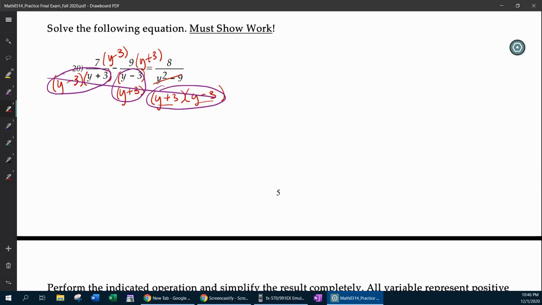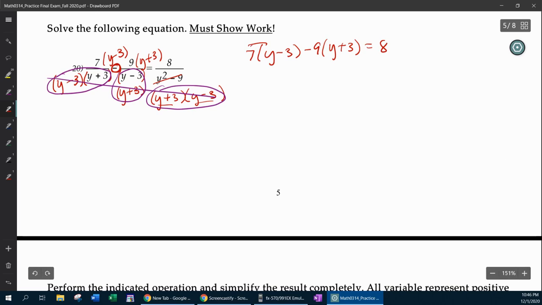So the numerator is going to be 7 times y minus 3. Notice I have a minus here, so that's minus 9 times y plus 3 equals 8. And since the denominators all canceled, I don't have any fraction. Next step, distribute. That's going to give me 7y minus 21 minus 9y minus 27 equals 8.